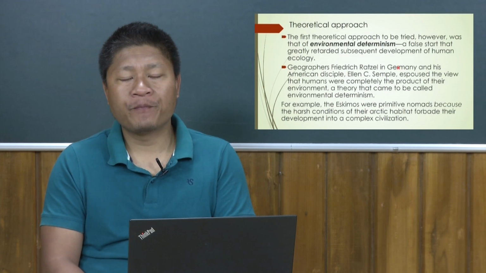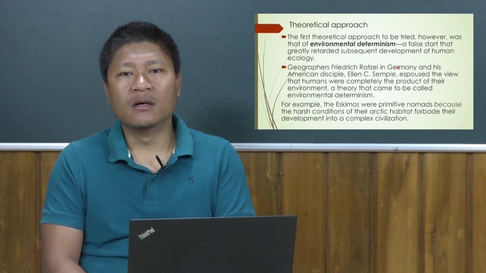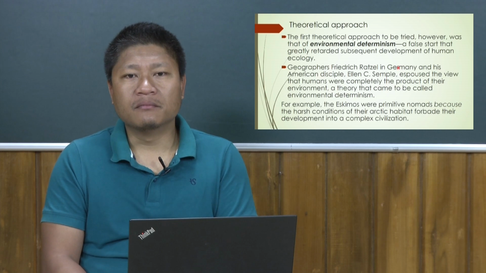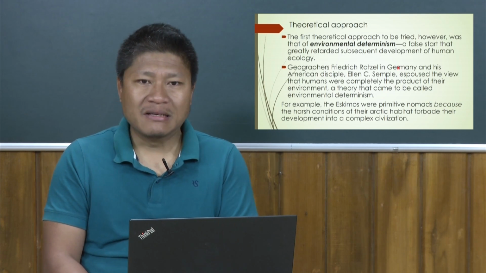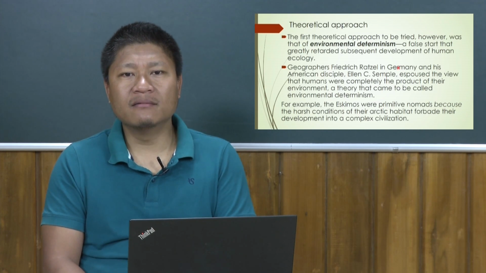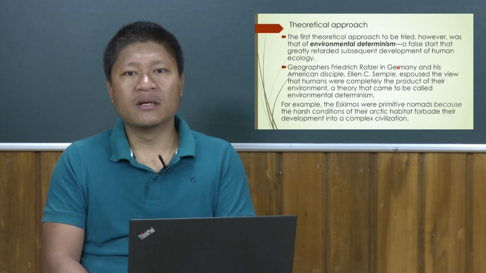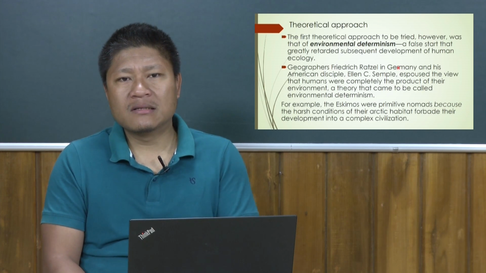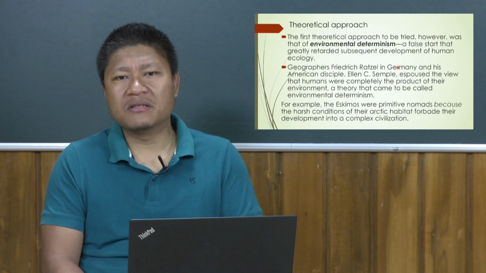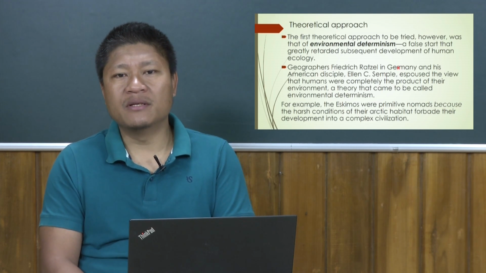After discussing the origin of human ecology, and also having covered the Chicago school, wherein human ecology was initially conceived, in this lecture we will have an overview of the theoretical approaches which are very much used in human ecology: environmental determinism and environmental possibilism.